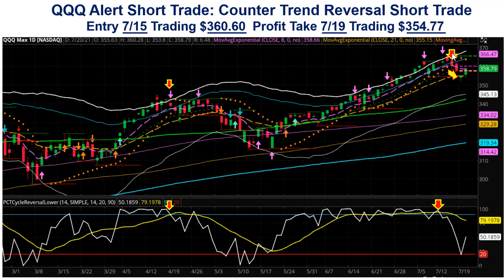So you can see that's exactly what it did. We got up here very extended, and then we finally got the break down into that 21 period moving average here. That was yesterday.